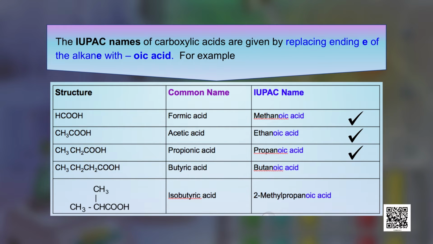The third entry in the column shows propanoic acid, which again comes from the alkane propane, and we are replacing e by oic acid. Similarly, for butyric acid, we can say butyric is the common name, and we get butanoic acid as the IUPAC name. In case of isobutyric acid, you can see that though there are 4 carbon atoms, the carbon chain is having 3 carbon atoms. So, we name it as a propanoic acid, and specifically its name is 2-methylpropanoic acid.